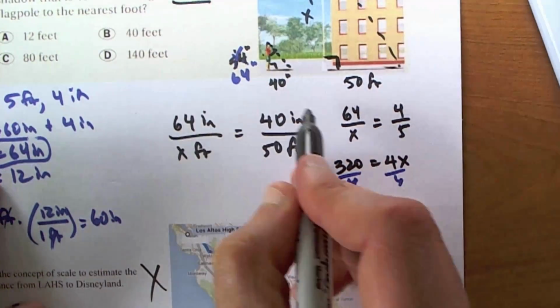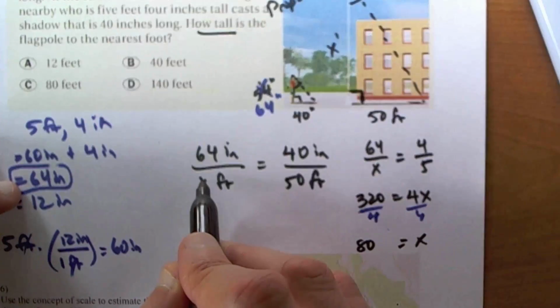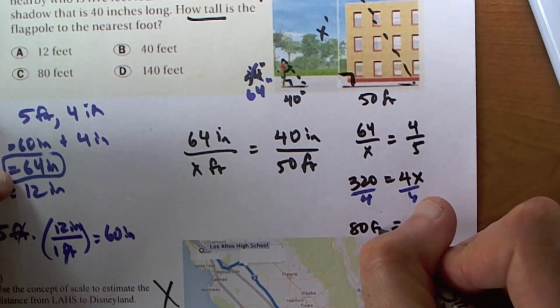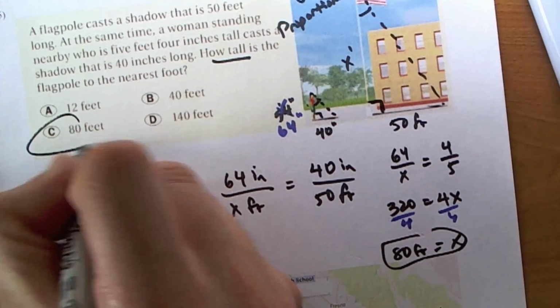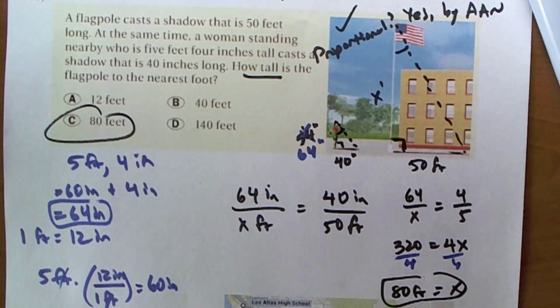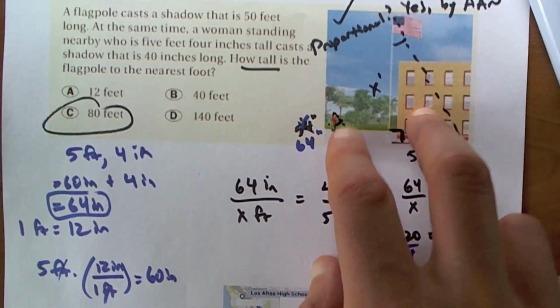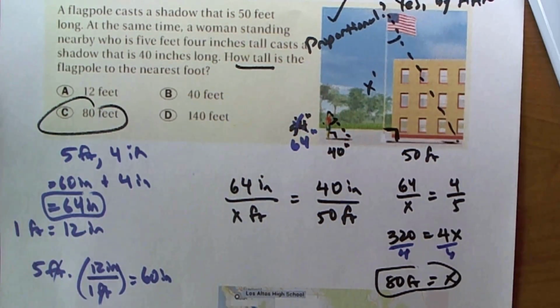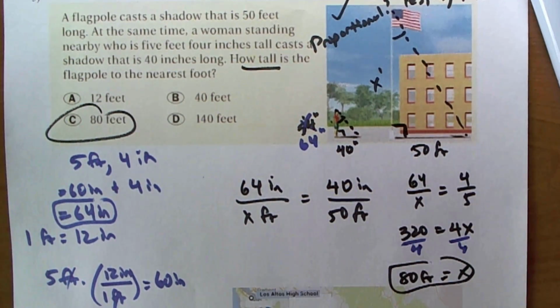And I always want to make sure, what were my units again? Was that inches or feet? It was feet, 80 feet. So my choice is choice C. All right, so that was a problem that we were only able to set up because of AA similarity. So AA similarity is your lesson for today. Go ahead and work on the homework.